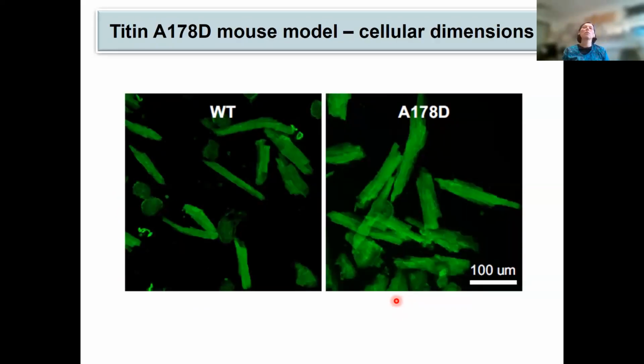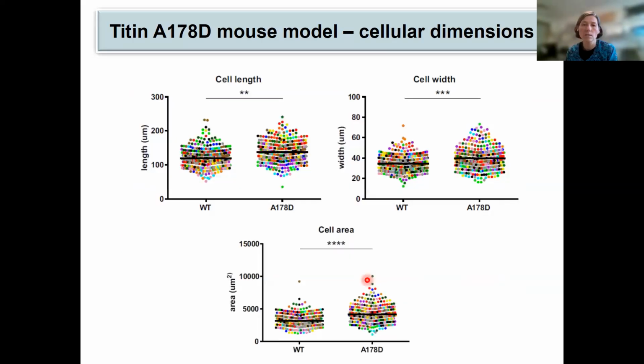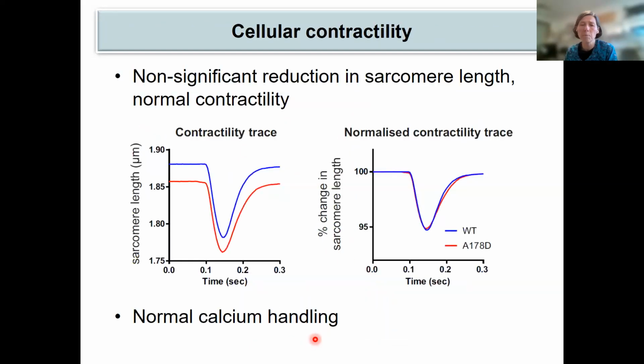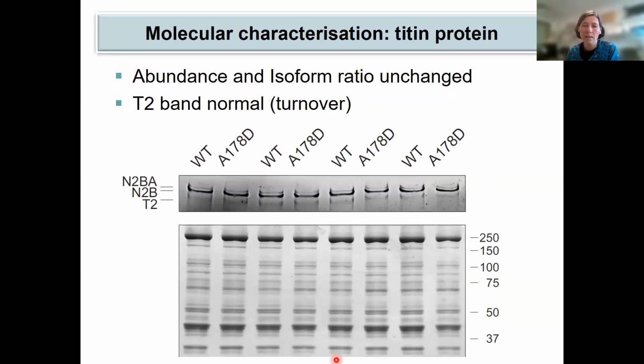So we then wanted to look into what's going on in these mice molecularly to understand the phenotype. So the first thing was to look at cellular dimensions, and this confirms the mice have hypertrophy, so the cells are longer, they are wider, and therefore have a larger area. We also looked at contractility, but maybe to our surprise, there wasn't much change in contractility of isolated unloaded cells. And also the calcium handling was fairly normal.